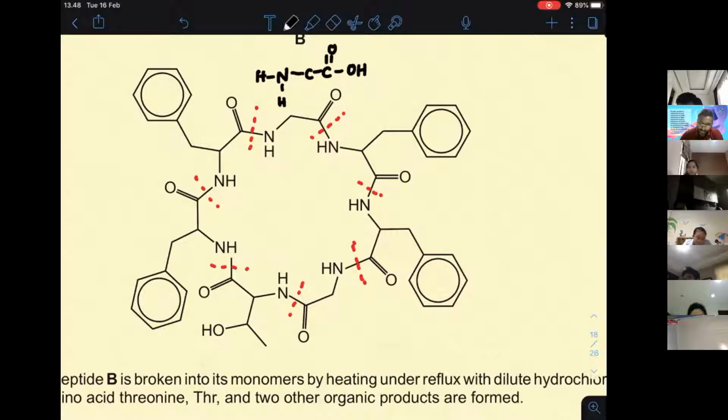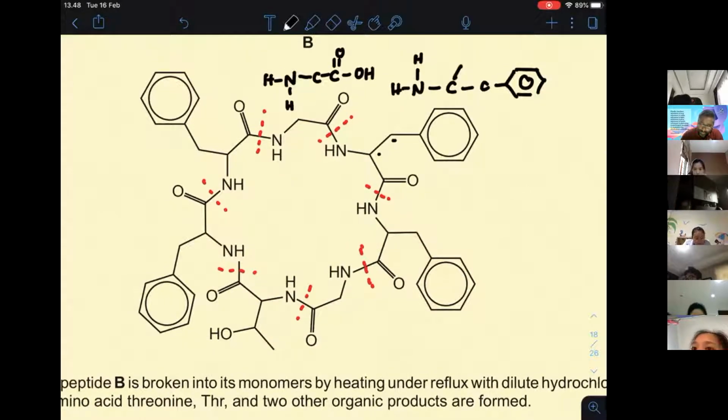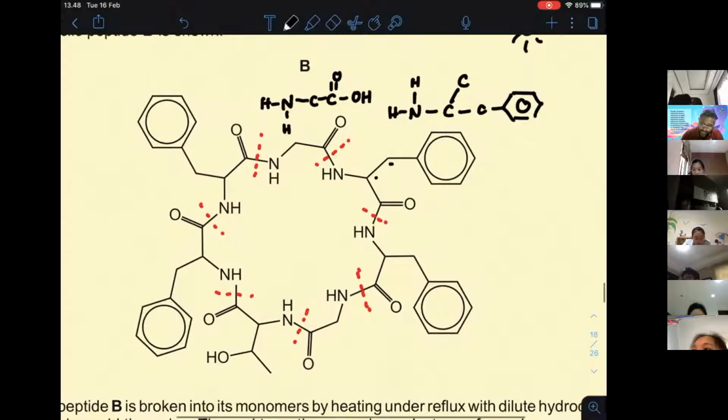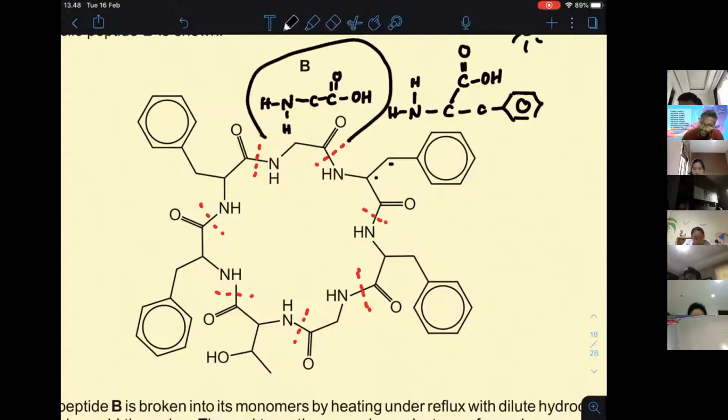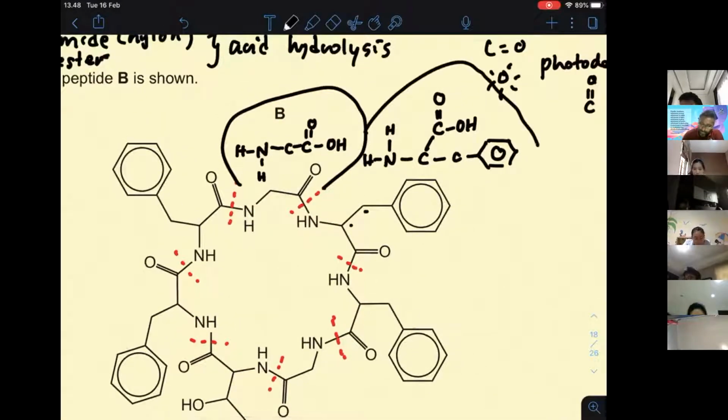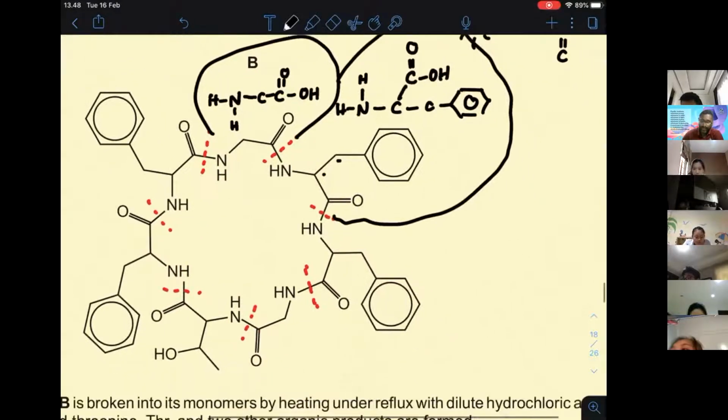For this structure, this is NH2. I put NH2 bonded to carbon, bonded to another carbon, bonded to a benzene group. This carbon is also bonded to another carbon, C double bond O, and then this one will be OH. So I'll just put it like this, and then you have this one for this.